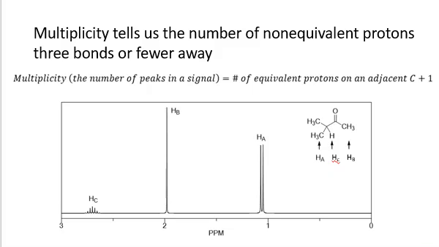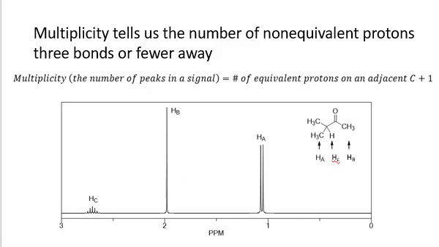So many signals in the proton NMR spectrum are split into characteristic patterns of 2 or more peaks. If we look at 3-methylbutanone here, it has 2 signals that are split into multiple peaks. We have HA that is split into a doublet, so 2 peaks, and we have HC that's split into 7 peaks, a septet. HB isn't split.